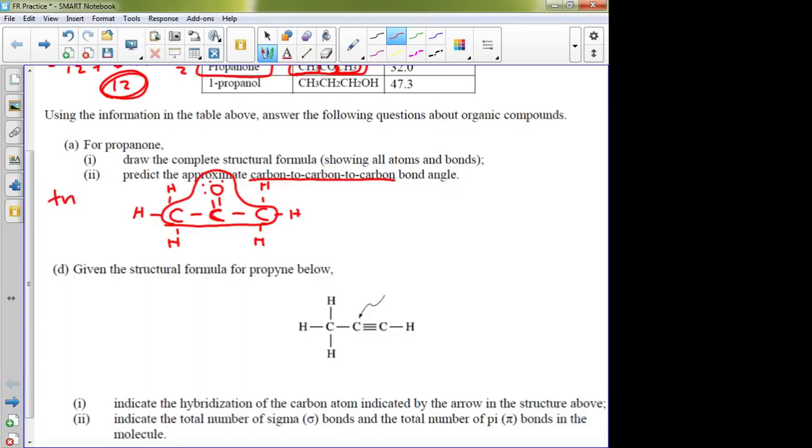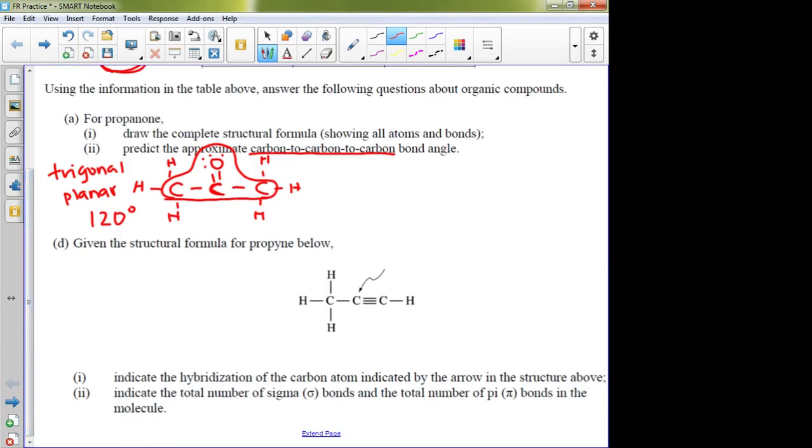Trigonal planar. Okay. What is the bond angle in a trigonal planar molecule? 120 degrees. So I know the carbon-to-carbon-to-carbon bond angle is going to be 120. Absolutely.